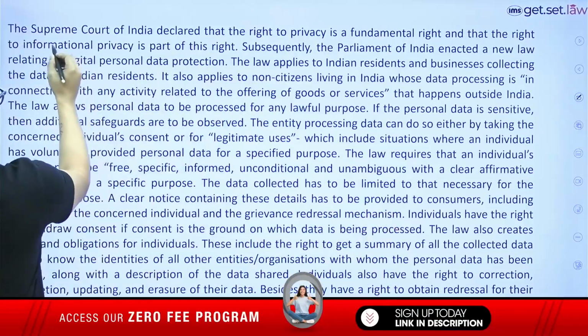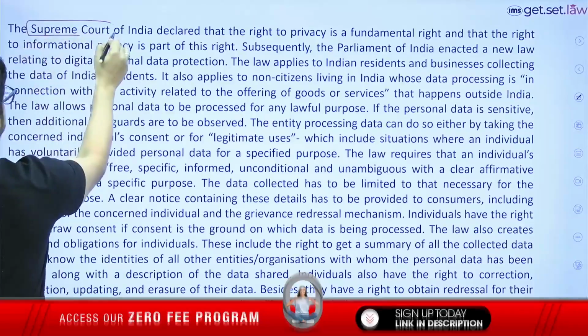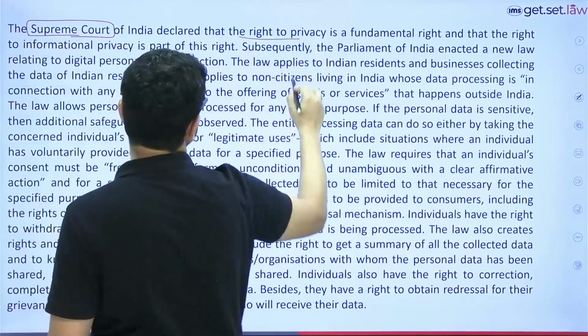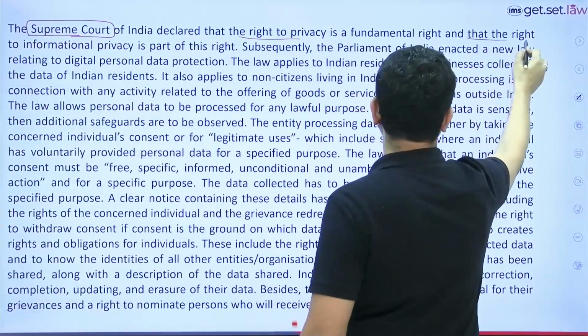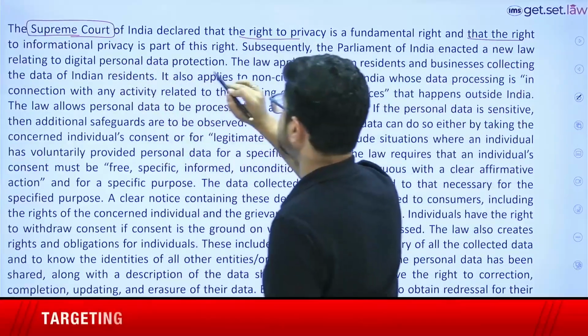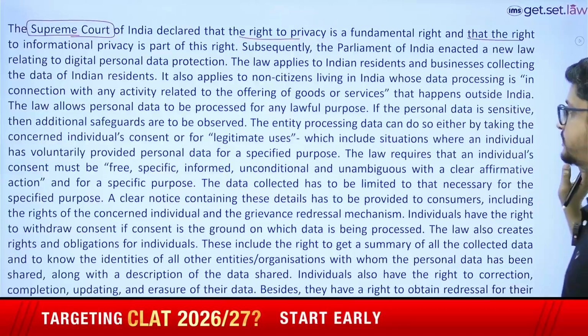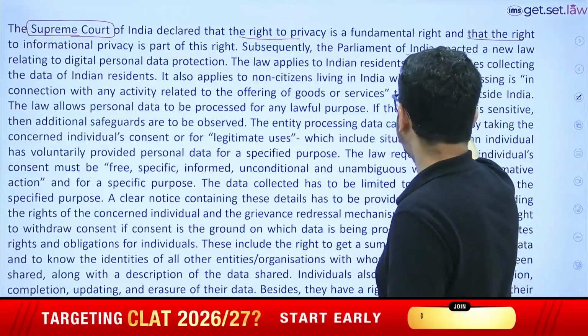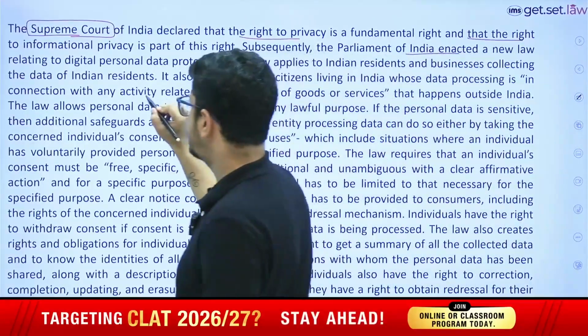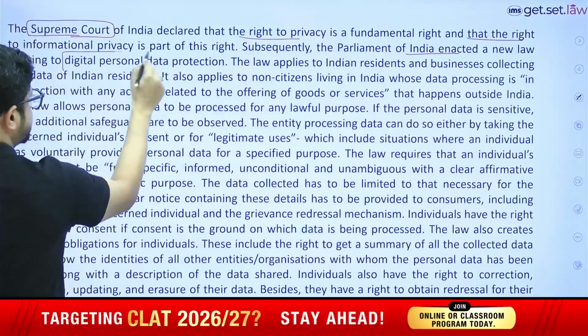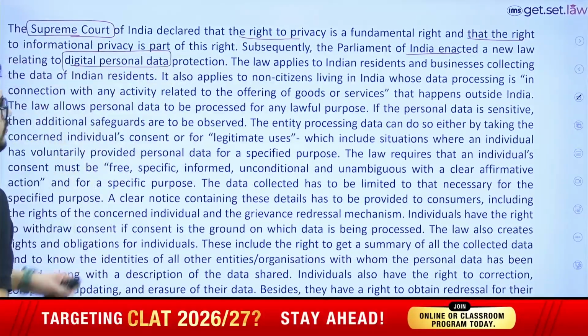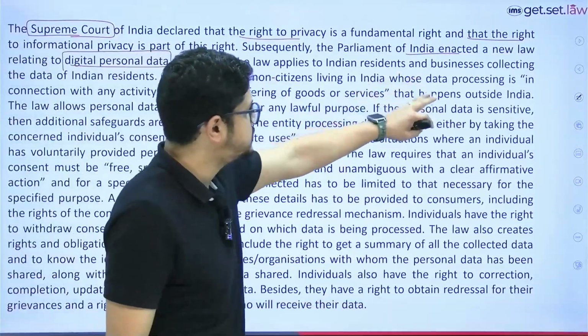So now the last paragraph talks about the Supreme Court of India declaring that right to privacy is a fundamental right, and that right to information privacy is part of this right. So that is related with the right to information part. Subsequently, Parliament of India enacted a new law relating to digital personal data protection. The new law applies to Indian residents and businesses.